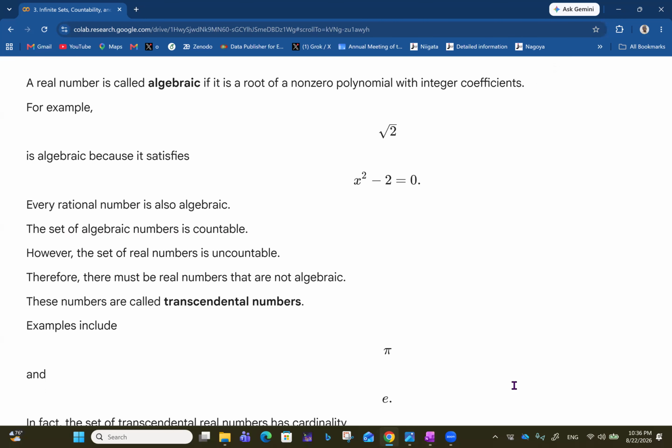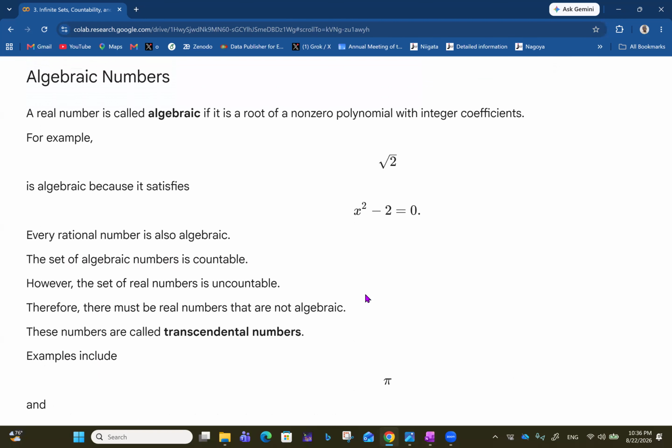So we have algebraic numbers also coming into the picture here. A real number is called algebraic if it is a root of a non-zero polynomial with integer coefficients. For example, the square root of 2 is algebraic because it satisfies such an equation. When you solve x squared equals 2, that means x is the square root of 2. So root 2 answers to this algebraic expression.